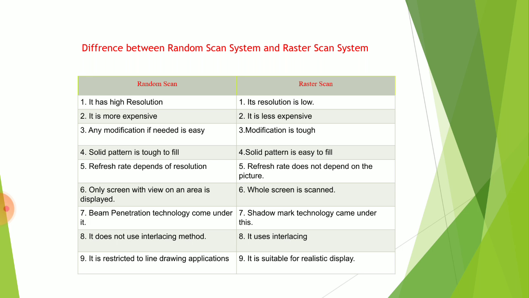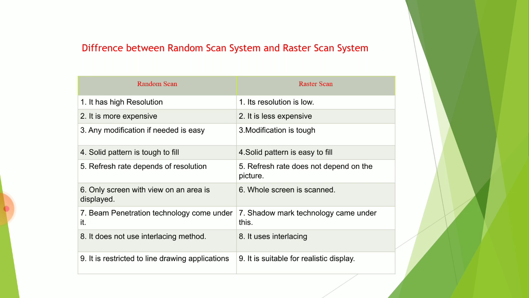In random scan system, the picture is created by lines, so solid patterns are tough in random scan system. But in raster scan system, solid patterns are very easy. Then refresh rate depends upon the resolution. Here in raster scan system, refresh rate does not depend upon the picture. Only the screen area in view is displayed in random scan system, but in raster scan system, the whole screen is scanned.